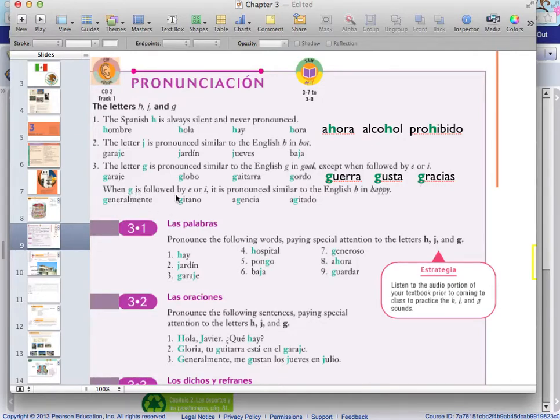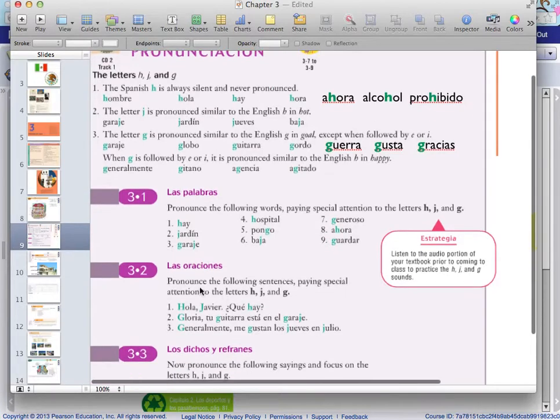Now, when G is followed by E or I directly, without the U in the middle, it is pronounced similar to the J. Actually, it's the same sound. Similar to the English H in happy or hot, when it's followed by E or I. Generalmente, gitano, agencia, agitado, okay? J and G never have the sound J, as in English, never, okay?